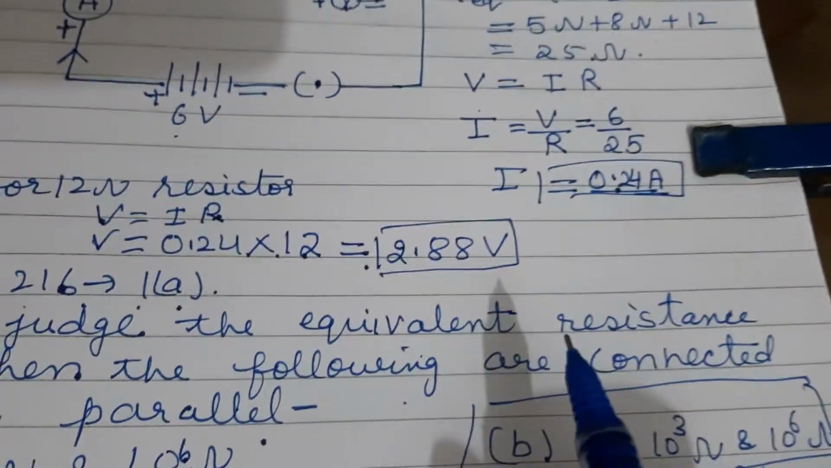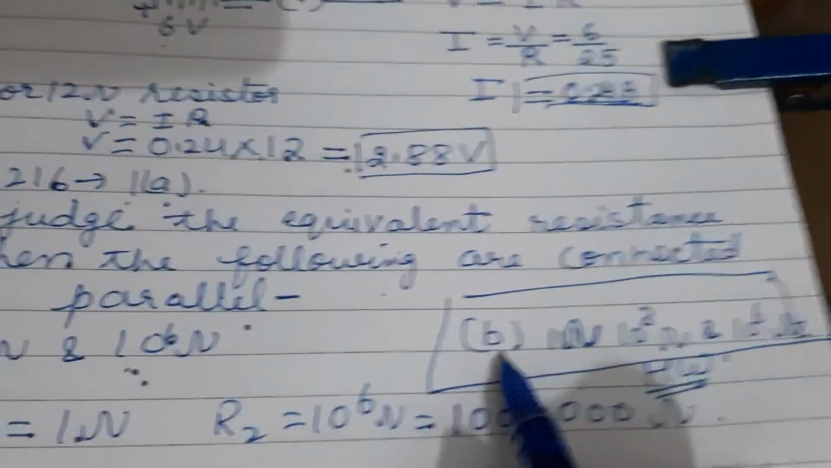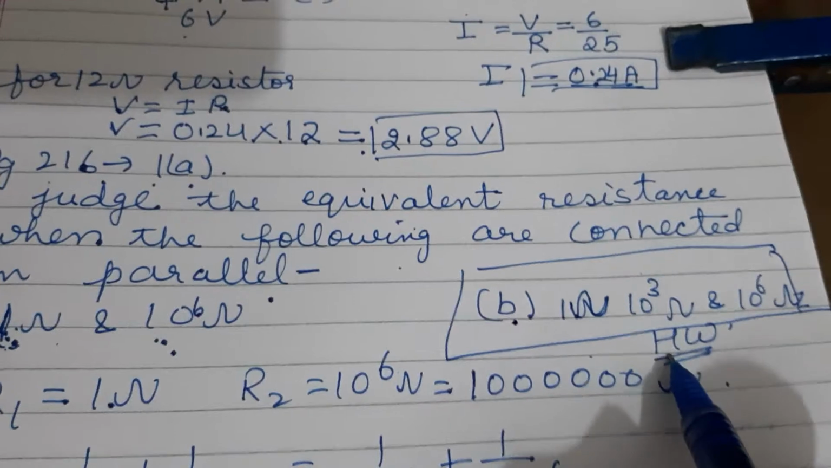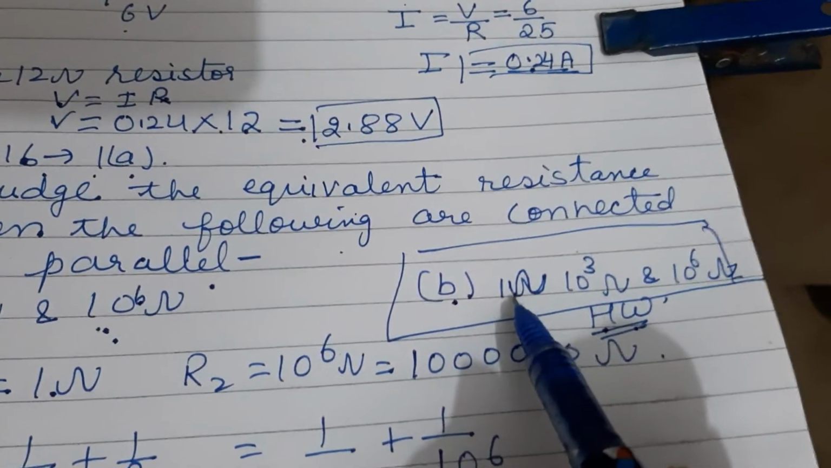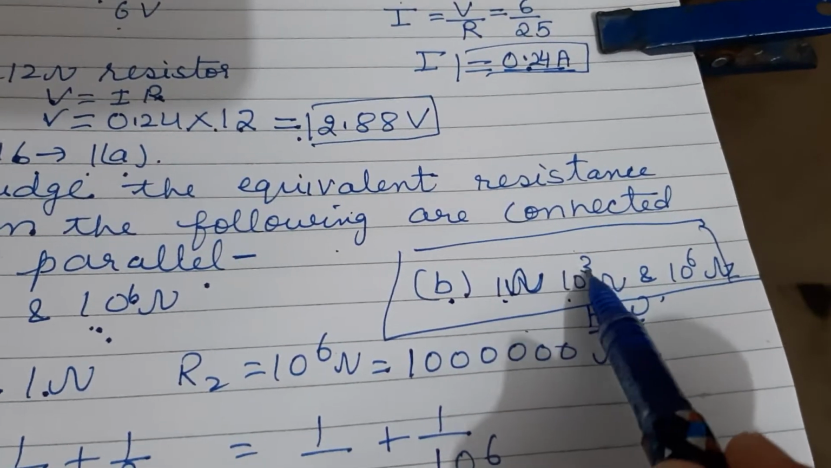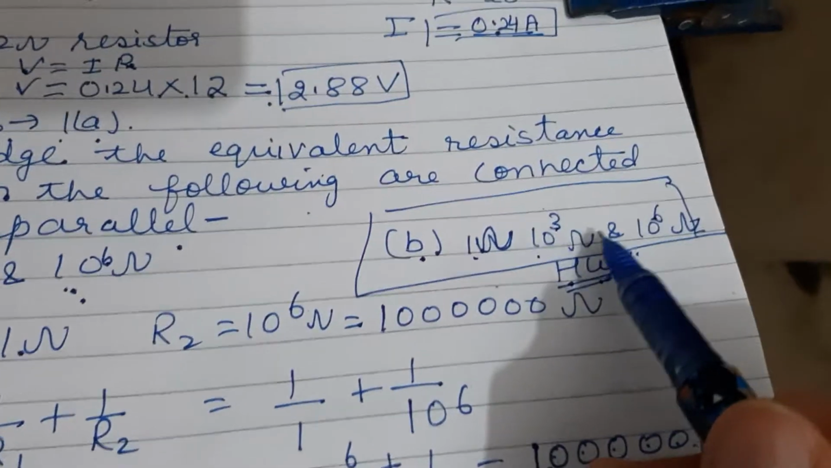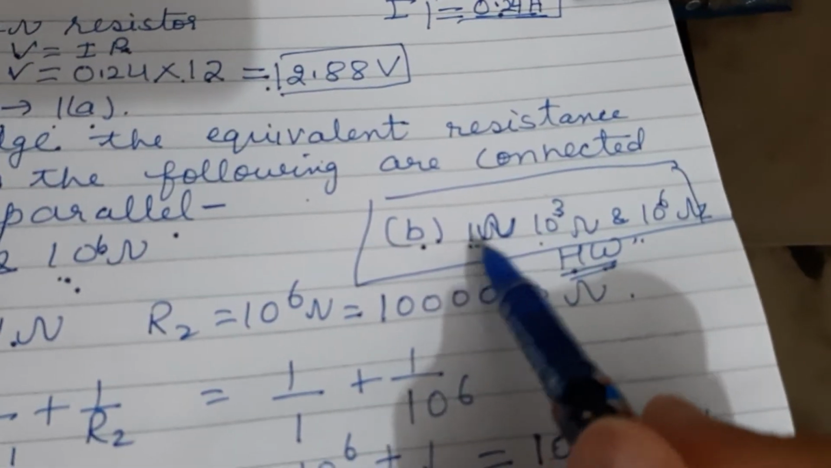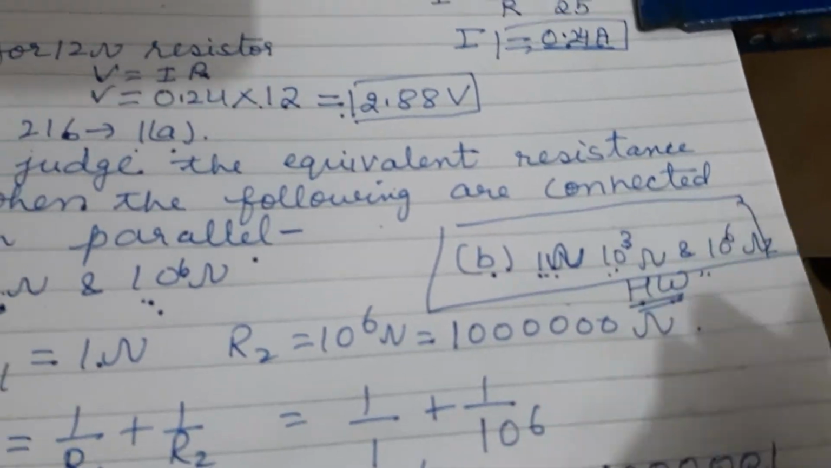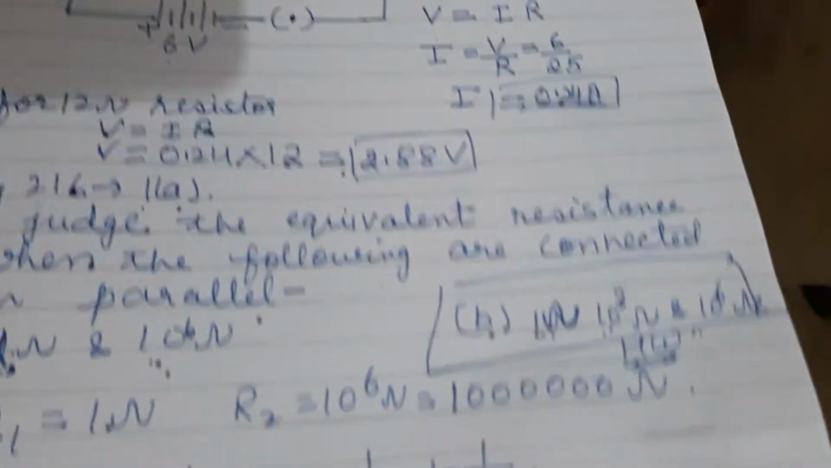Now the second part of the same question is your homework. In this there are 3 resistors: 1 ohm, 10 raised to power 3 ohm and 10 raised to power 6 ohm. If I tell you to judge it, then you will say the answer will be less than 1 ohm. So this you have to do on your own. This is your homework.